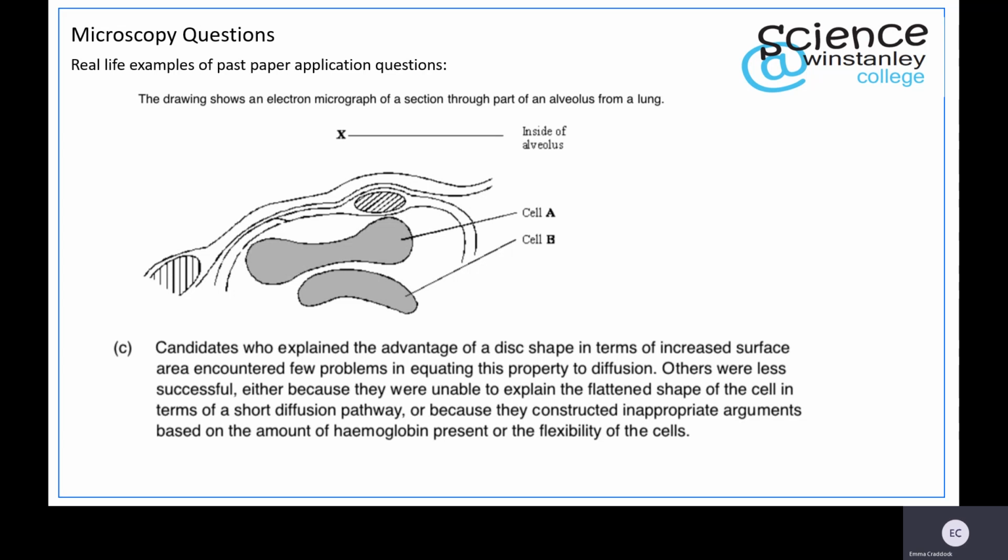However, others were unable to explain the flattened shape. Always think in terms of surface area when you are talking about diffusion and diffusion pathways. And they might have constructed inappropriate arguments based on the amount of hemoglobin. So do not make assumptions, use the knowledge that you have and use that to answer the question.